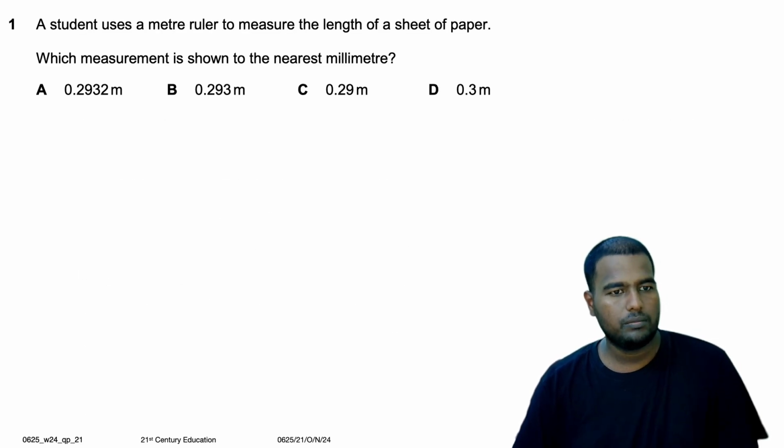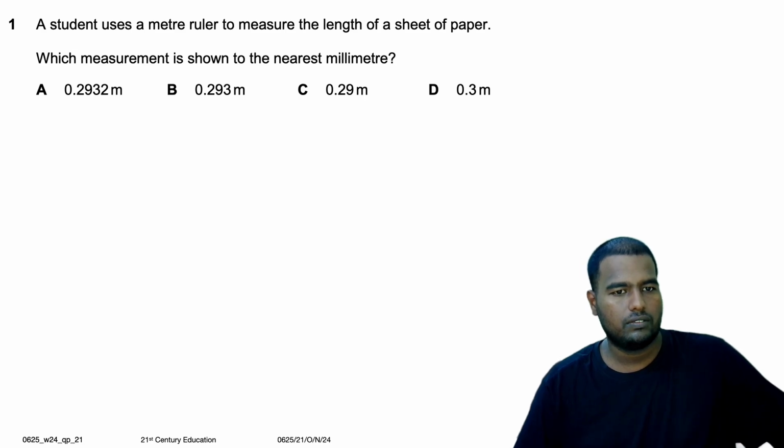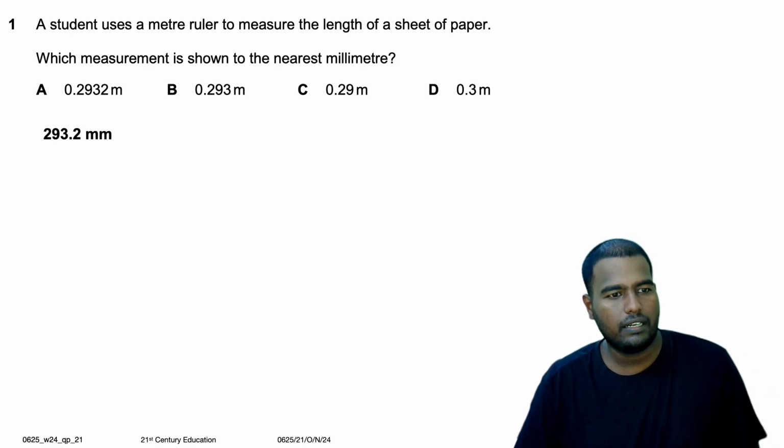A student uses a meter ruler to measure the length of a sheet of paper. Which measurement is shown to the nearest millimeter? Okay, so all of them are given in meter. First, let's rewrite them into millimeters. So it's 0.2932 meter, meaning it's 29.3 centimeter or 293.2 millimeter.